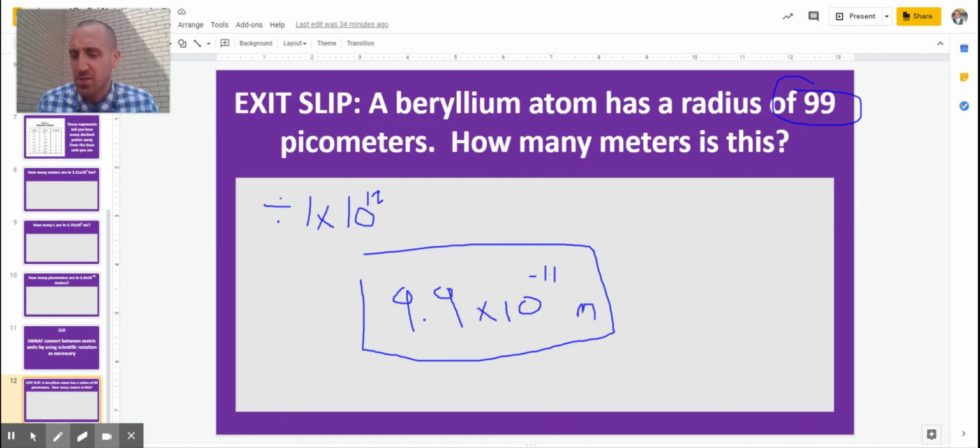Our next lesson on the metric system, which will probably conclude our little 3 lessons, will be about significant digits, and then that should do it. All right, guys, that's it.